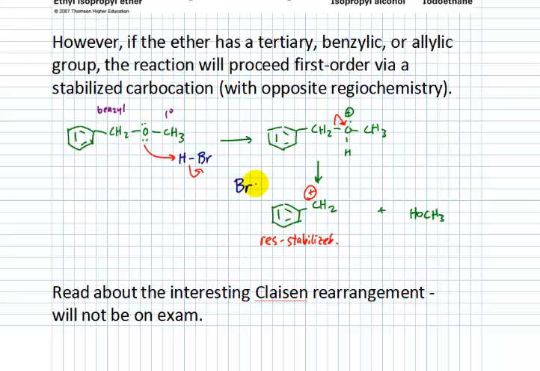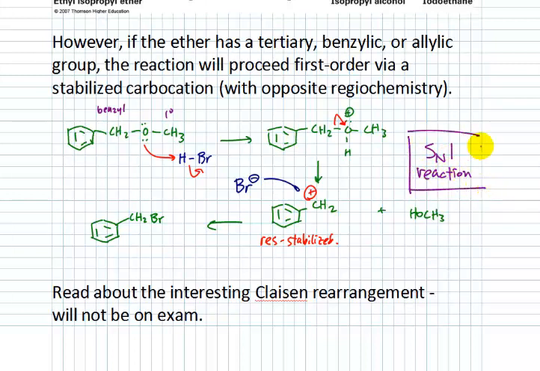Then we get bromine, or whatever the conjugate base of that acid was, attacking. So this was first order. This was an SN1 reaction, where first the leaving group leaves, right? And that only works if I have a stabilized carbocation like this one, right? It has to be tertiary, allylic, or benzylic.